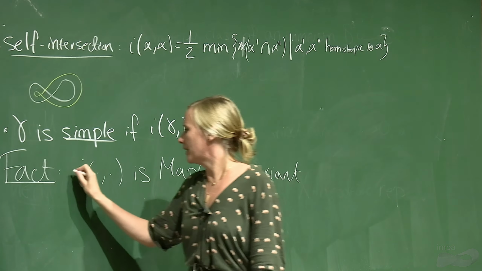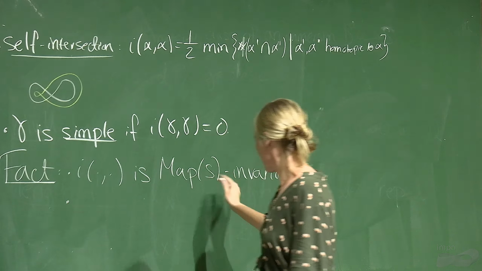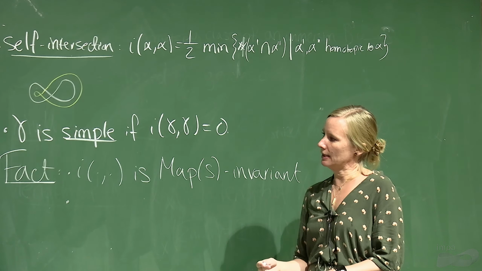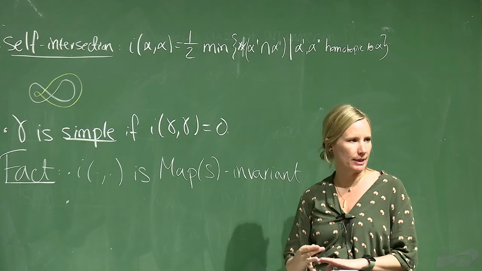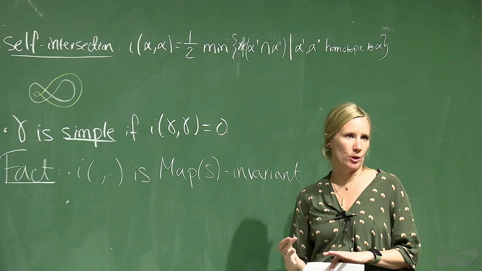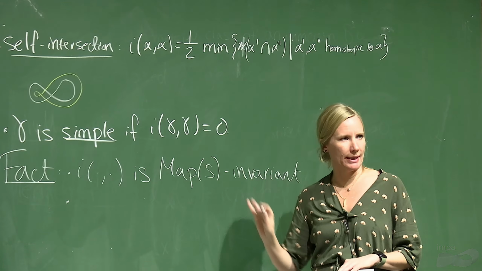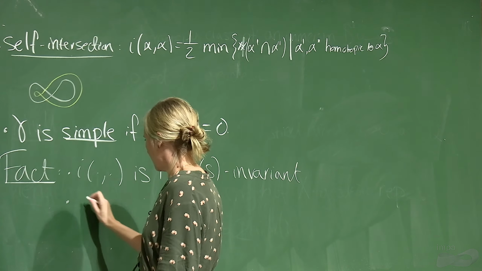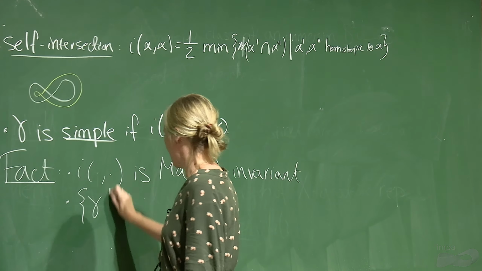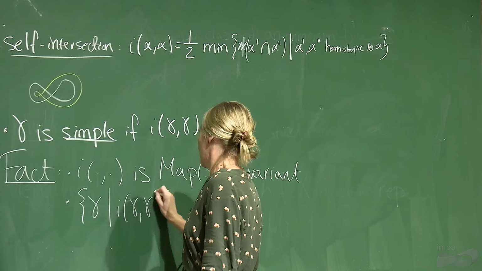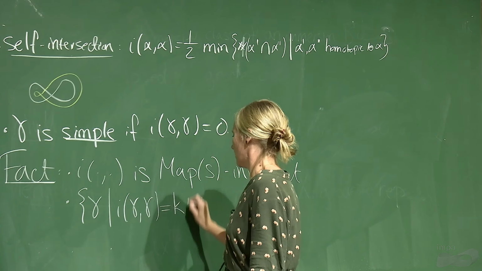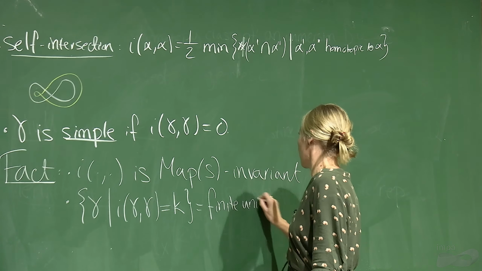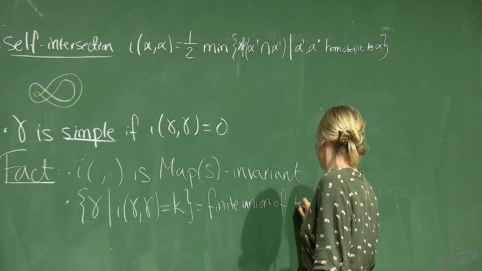And the other way, I'm saying this because I want to talk about orbits of the mapping class group. It is not true that if you have the same number of self-intersections, you're necessarily in the same orbit, but almost, in the sense that there's only finitely many orbits with fixed self-intersection number. So if I look at the set of gamma such that the self-intersection number equals k, it is a finite union of topological types.